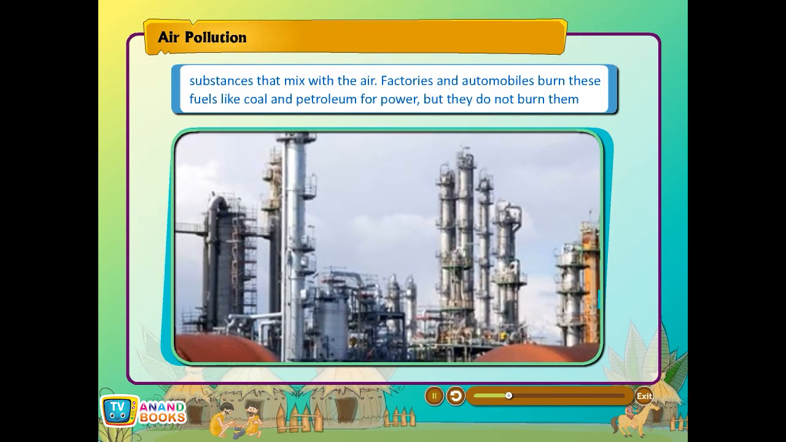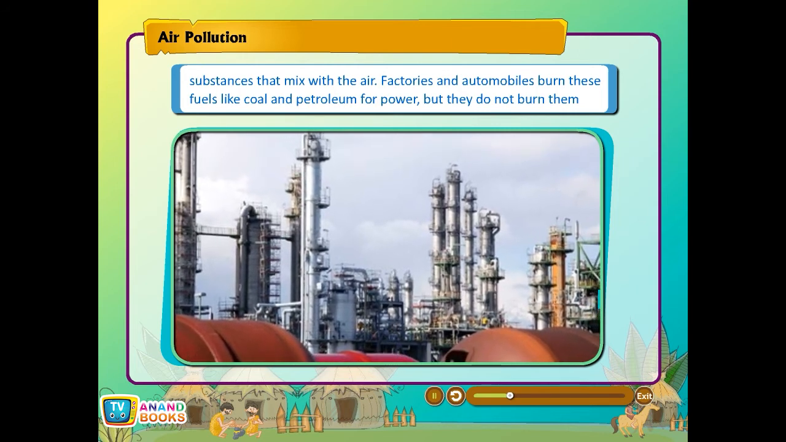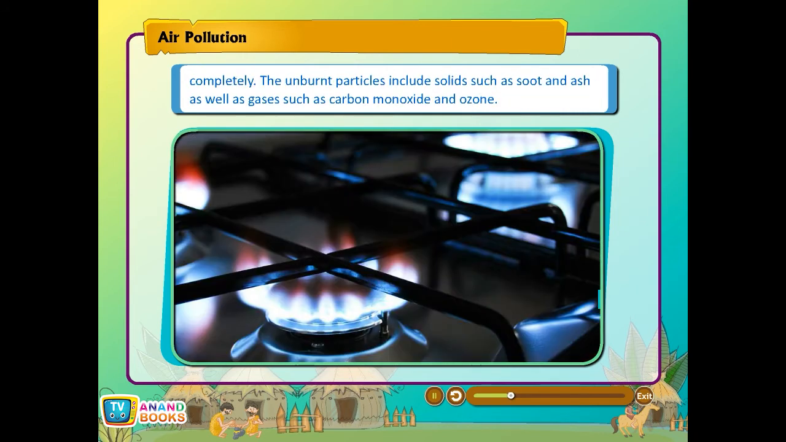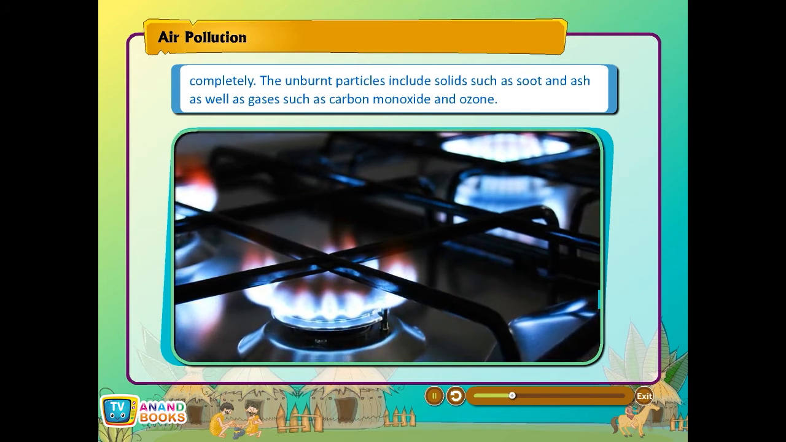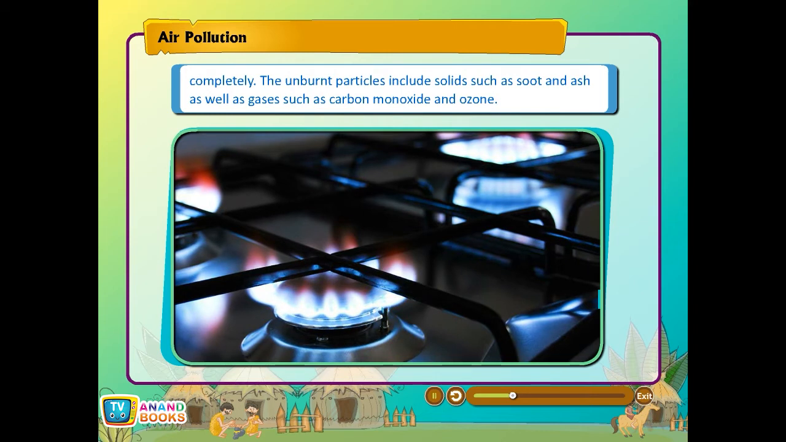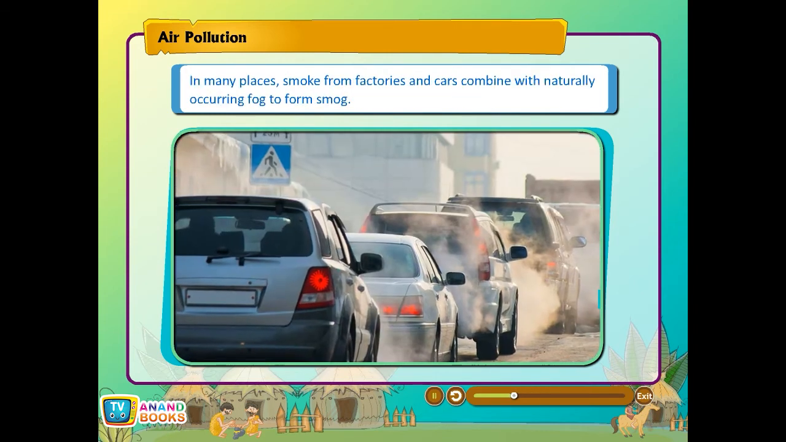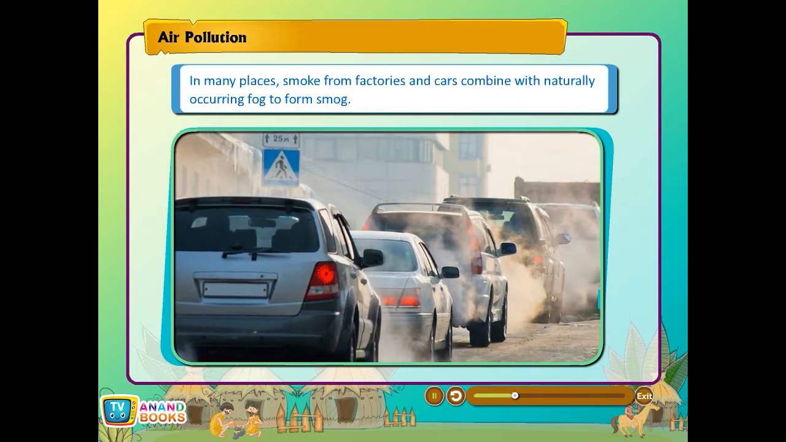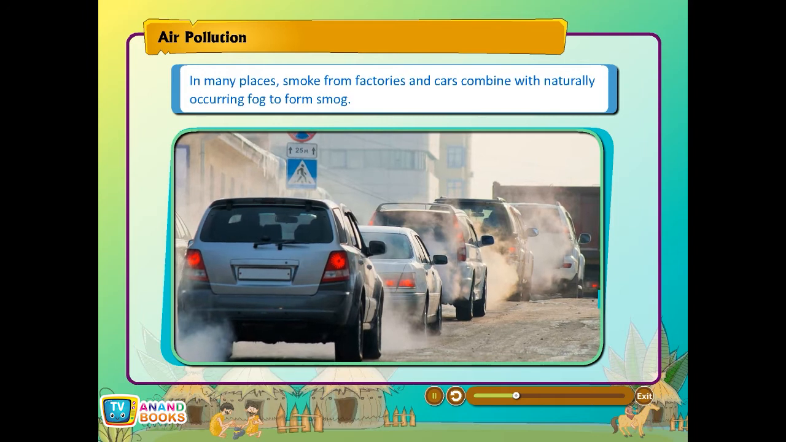Factories and automobiles burn fuels like coal and petroleum for power, but they do not burn them completely. The unburned particles include solids such as soot and ash, as well as gases such as carbon monoxide and ozone. In many places, smoke from factories and cars combines with naturally occurring fog to form smog.